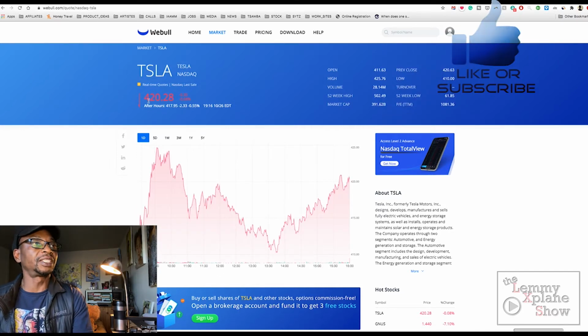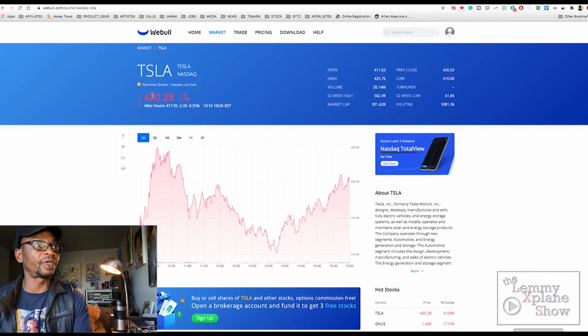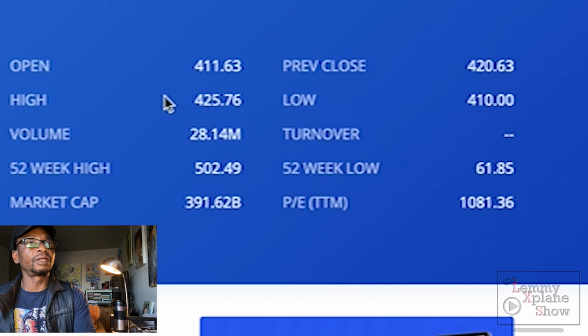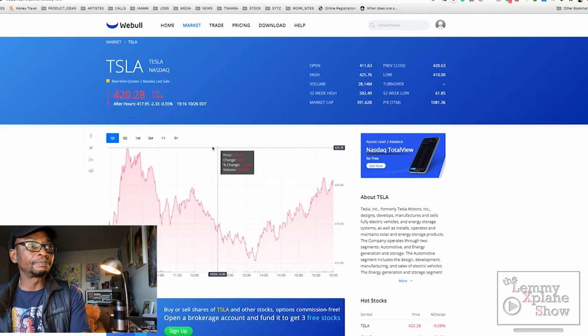And right here we can see that Tesla is at 420. That's the price of the shares. And over to your right, you'll get the opening price, how much the price was at the opening of the market, and what was the high. You also get the volume, how many shares were traded, and then the 52-week high, and then the market cap. So Tesla is at $391 billion, huge company.